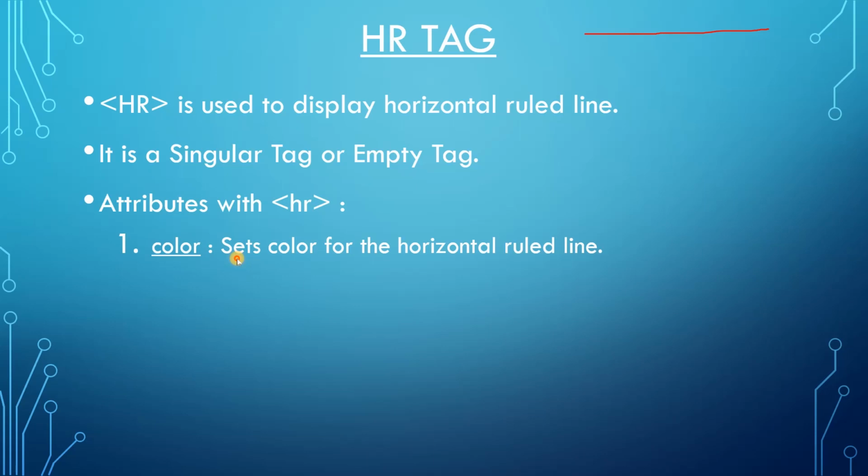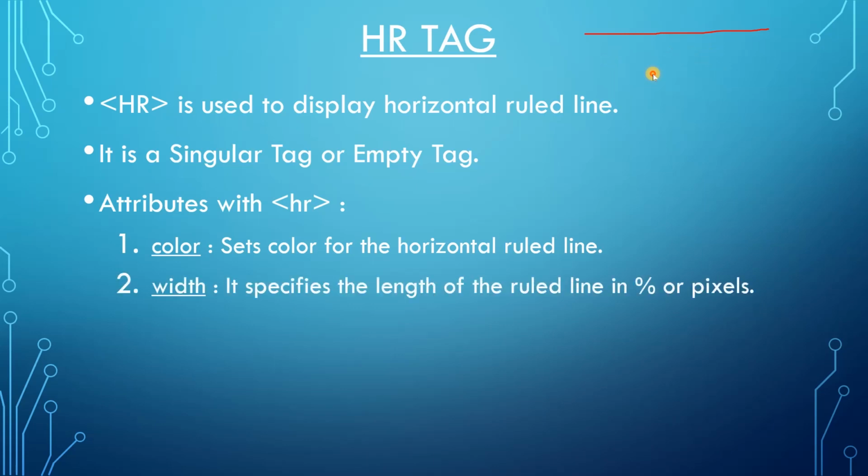Just like we wrote center, align is equal to inverted comma center, in the same way you have to write color is equal to inverted comma and the name of the color. Then the line will come in that color. Okay, then the next attribute, width.